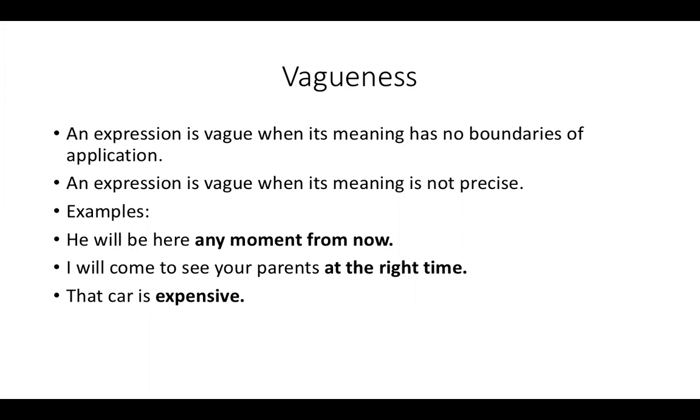For example, "he will be here any moment from now." "Any moment from now" is a vague phrase. It can mean any time from this moment till even after Jesus Christ comes again. It just continues. It's infinite. The meaning of "any moment from now" has no boundary for knowing where to apply it and when not to apply it.